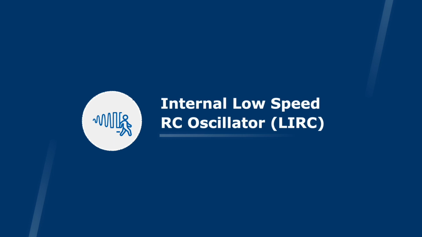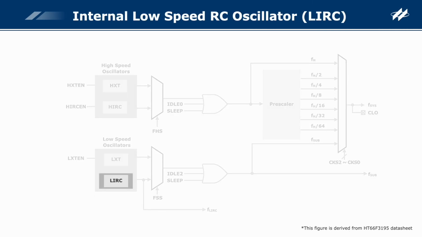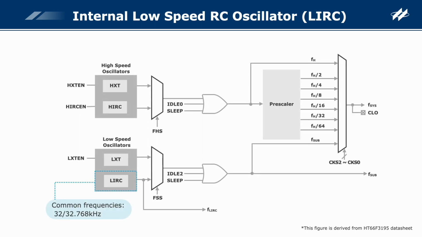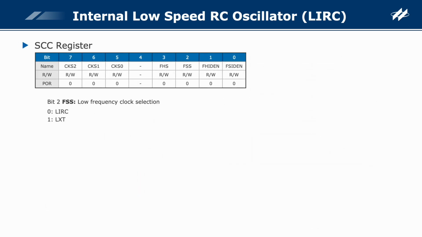Internal low-speed RC oscillator. The internal low-speed RC oscillator also has no need for external components. This oscillator has a common frequency of 32 kHz or 32.768 kHz. When the FSS bit in the SCC register is cleared to 0, the internal low-speed RC oscillator is used as the low-frequency clock source. In the HT8 MCUs, the internal low-speed RC oscillator is configured using the SCC register.